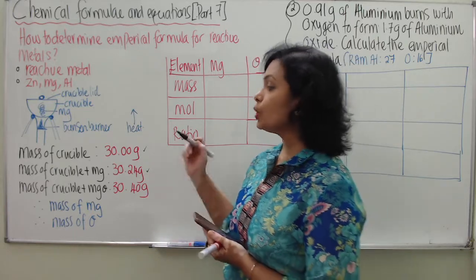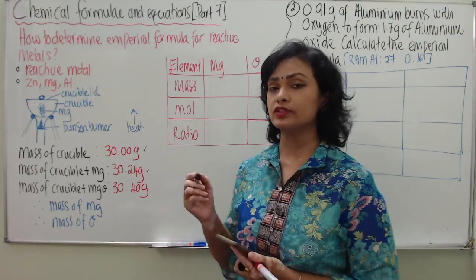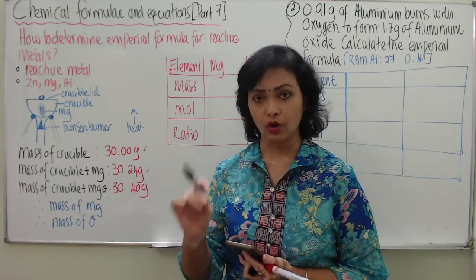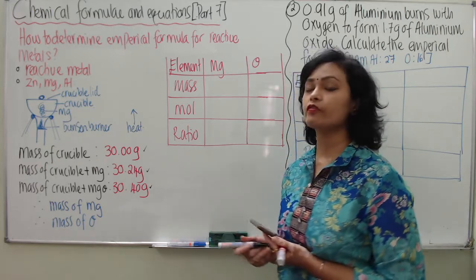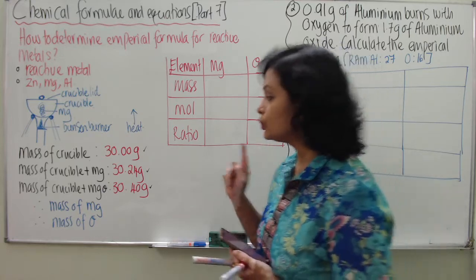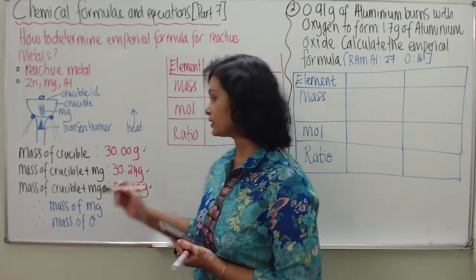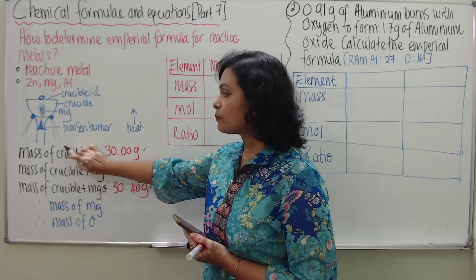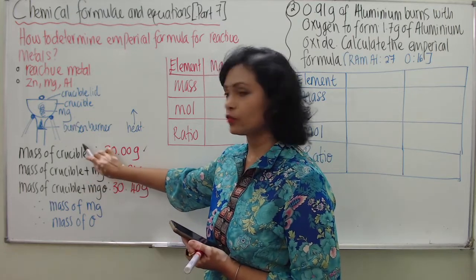Just assume that after you have done the heating, cooling and weighing process at least twice, and you are very sure that the constant mass has been obtained, the weight taken now is 30.40 gram. The next task for students is to find the mass of magnesium. To do this, teacher will subtract: the mass of crucible plus magnesium minus the mass of the crucible.